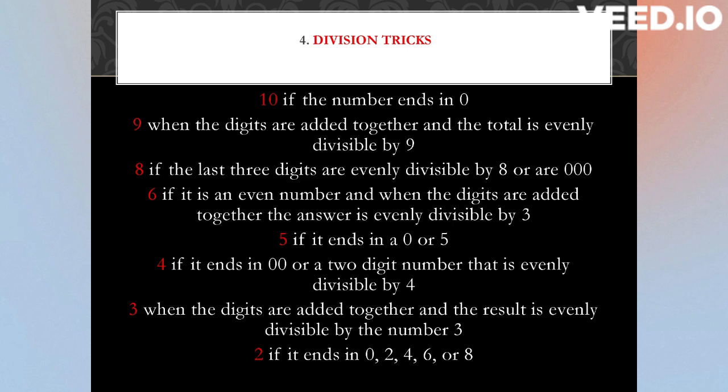If it is divisible by 4, then it is completely divisible by 4. Okay. Next, 3: when the digits are added together, the result is evenly divisible by 3. So here you can just cross check. The divisibility rules for 9 and 3 are the same. The sum of the digits should be divisible by 3 here. And 2: if it has the last digit as 0, 2, 4, 6, or 8. So these are the divisibility rules.